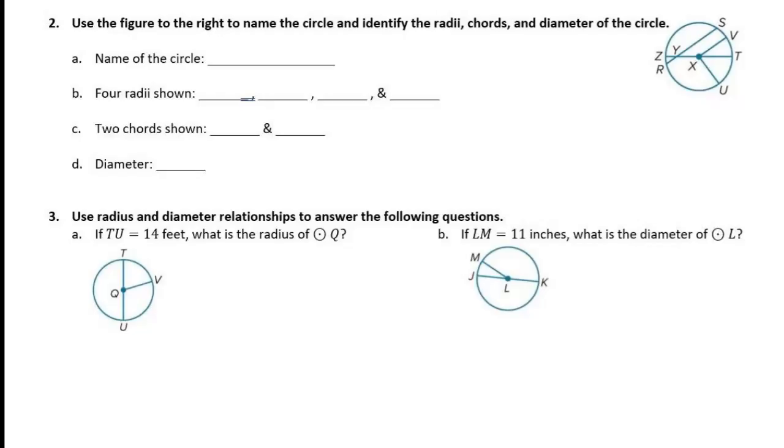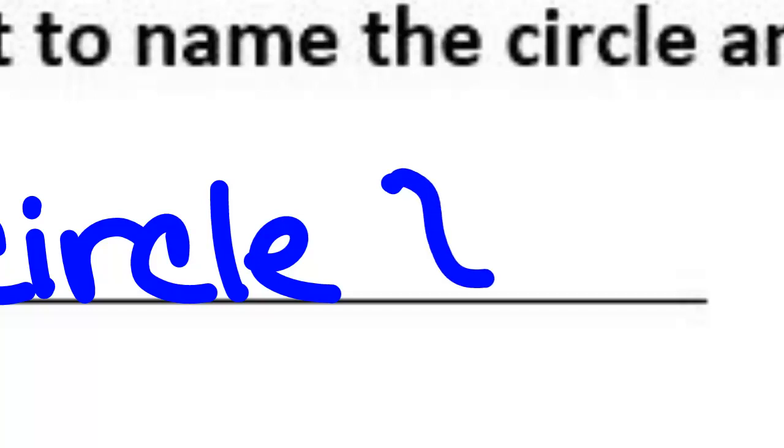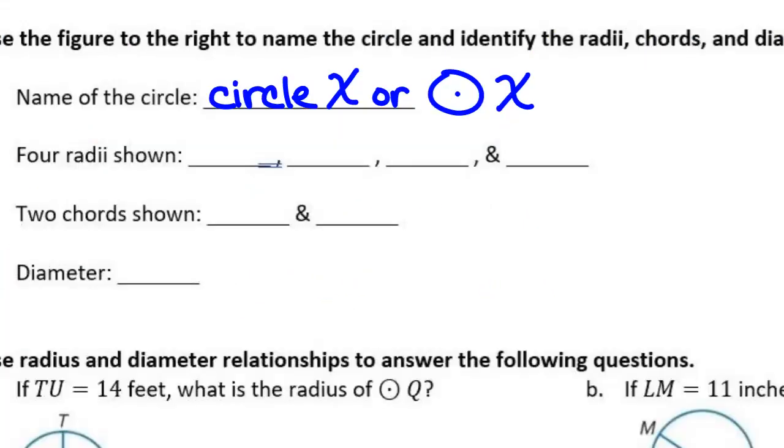All right, number 2, use the figure to the right to name the circle and identify the radii, chords, and diameter of the circle. What would the name of this circle be? Circle X. So you can write it like that, or you can draw a circle with a dot in the middle to represent the word circle. So either one of these would be correct ways to name this circle, either with the word circle and then the center X, or you draw a picture of the circle with the center marked and then X next to it.